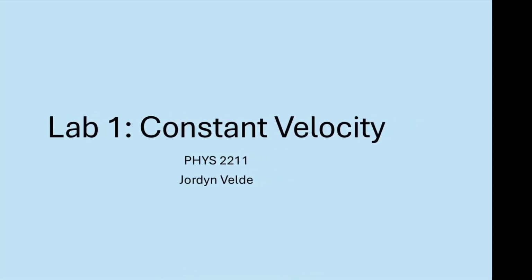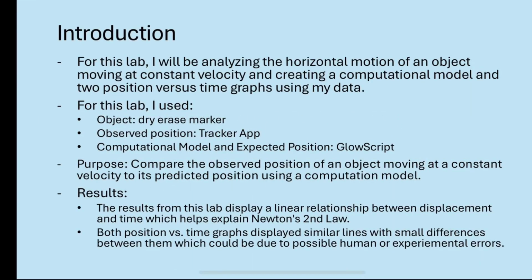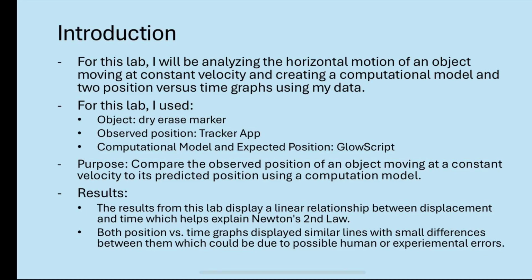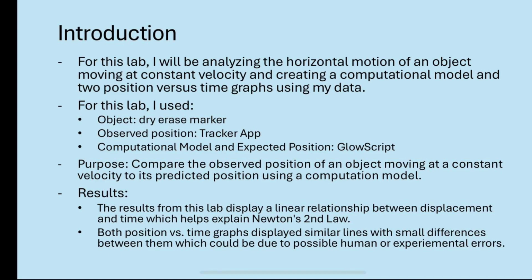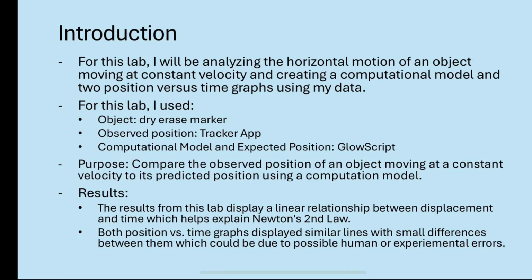Welcome to my Physics Lab 1: Constant Velocity. For this lab, I will be analyzing the horizontal motion of an object moving at constant velocity and creating a computational model in two position versus time graphs using my data. For the object, I used a dry erase marker. To observe the observed position, I used the Tracker app. And to create my computational model and the expected position graph, I used GlowScript.